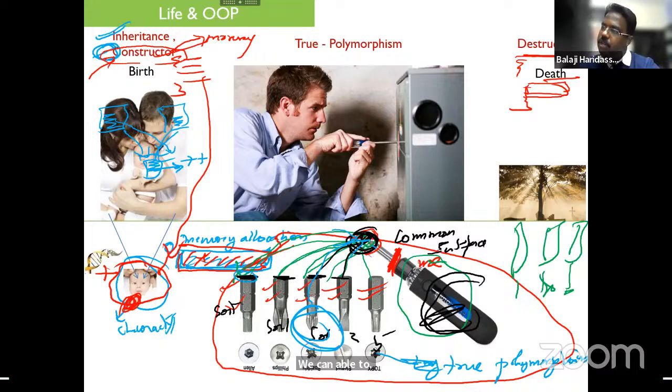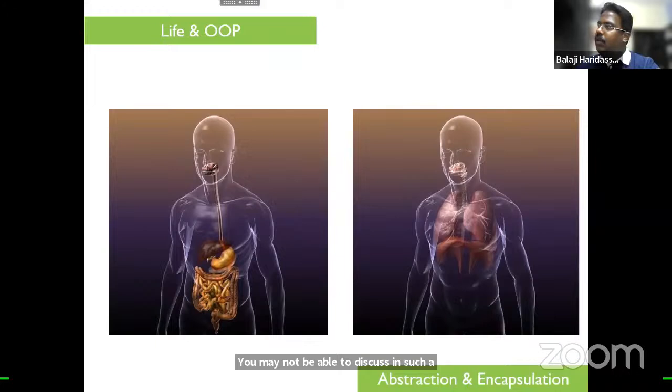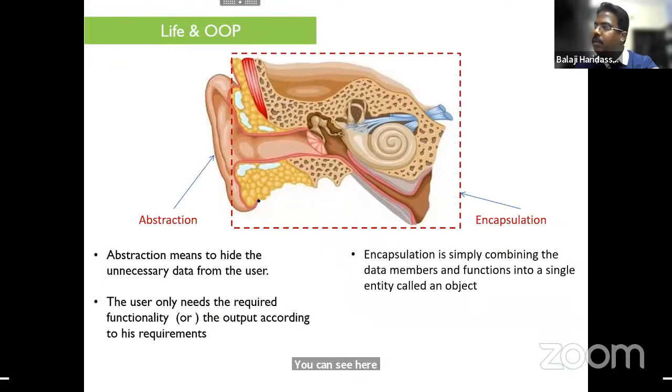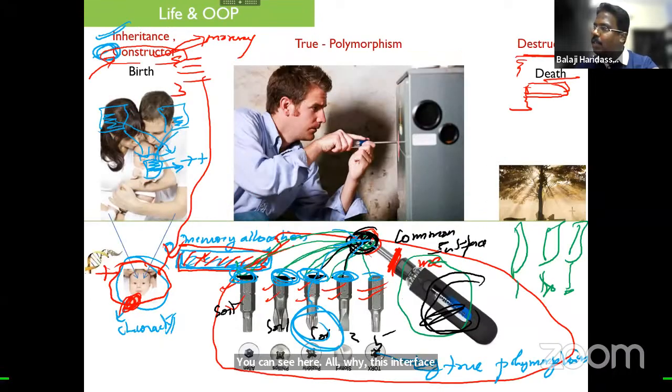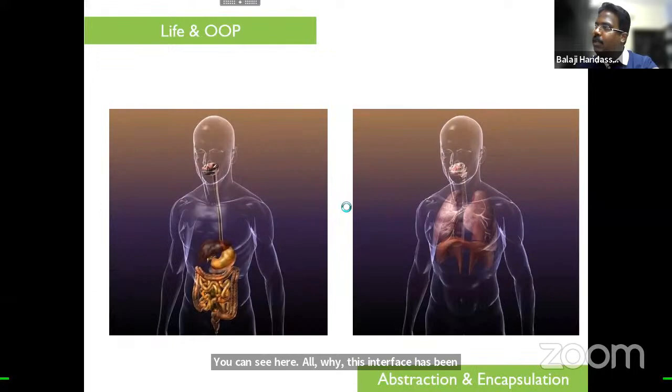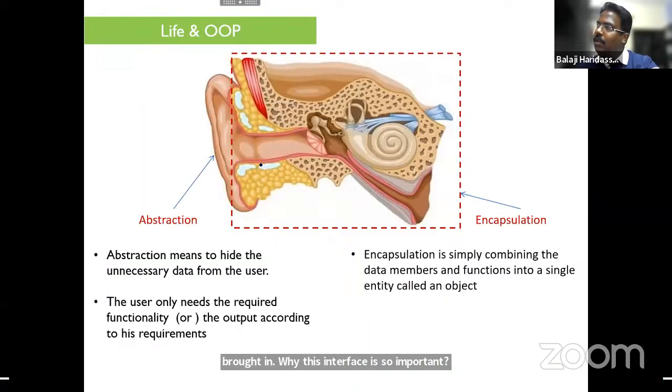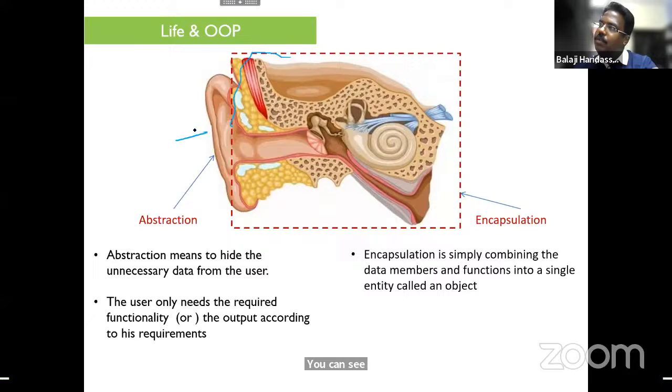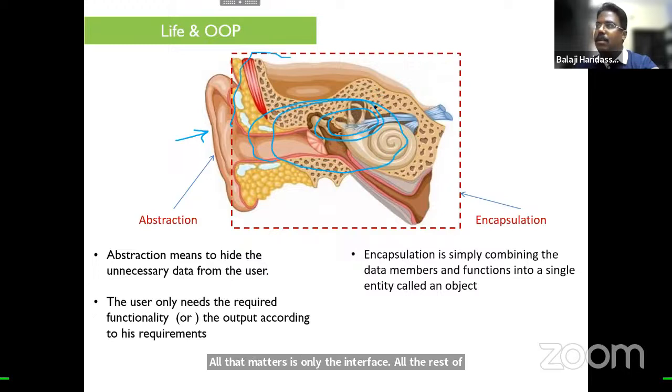So your software component should take care of this. You can check how to implement it. We may not be able to discuss it in such a short session, but the idea is what I'm trying to give. You can see here why this interface has been brought in, why this interface is so important. All that matters is only the interface. All the rest of the details are hidden internally. It doesn't matter. For a person to use it, all it needs is an abstraction.